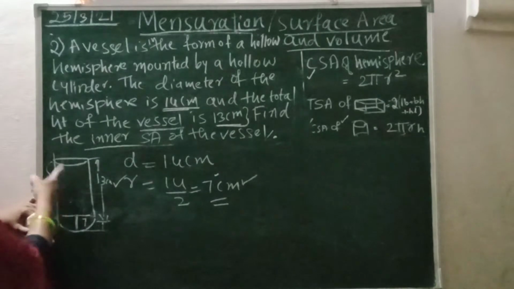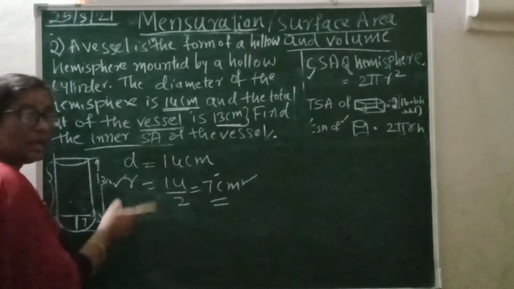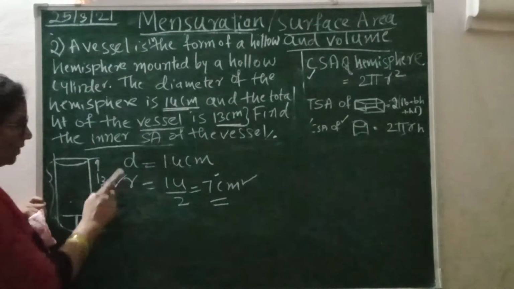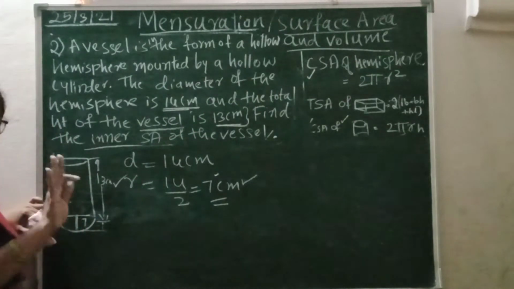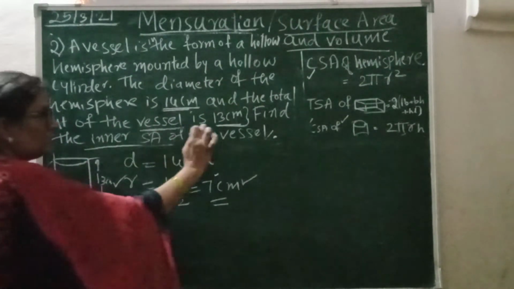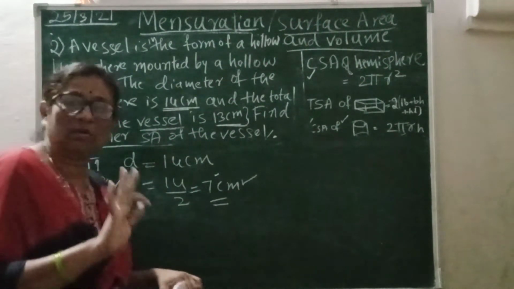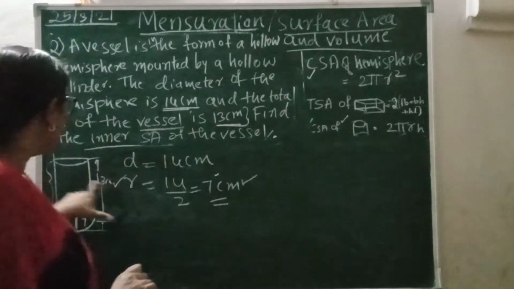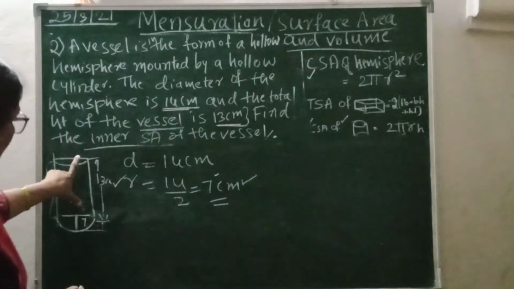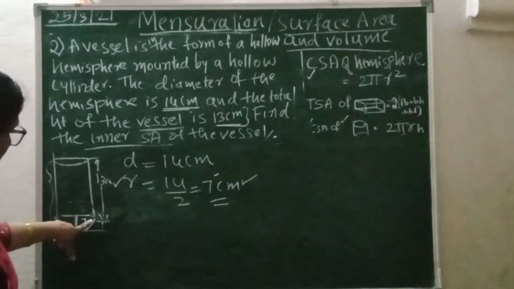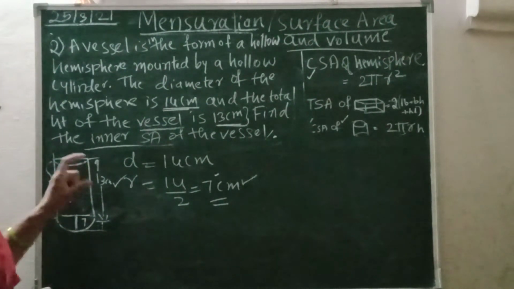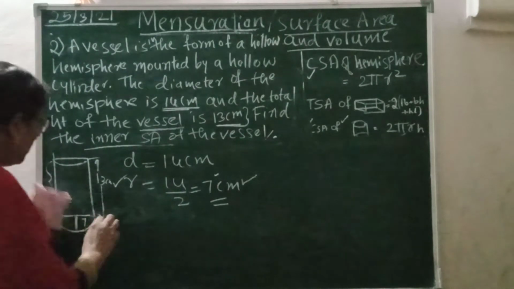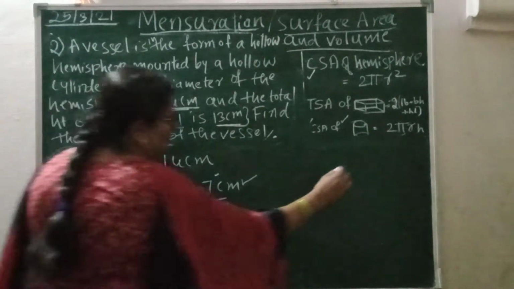because to find the curved surface area of the cylinder, I need the height. I cannot take 13 centimeter as height. Please be careful about this one. 13 centimeter is not the height of the cylinder. 13 centimeter is the height of the vessel. Vessel contains cylinder and the hemisphere. So be careful, children. Now how to get the height? I think it is very simple for you to understand.